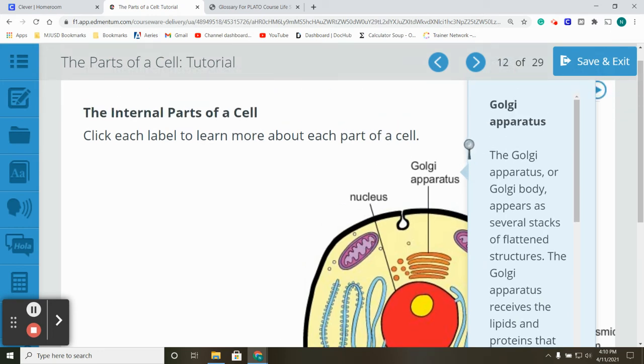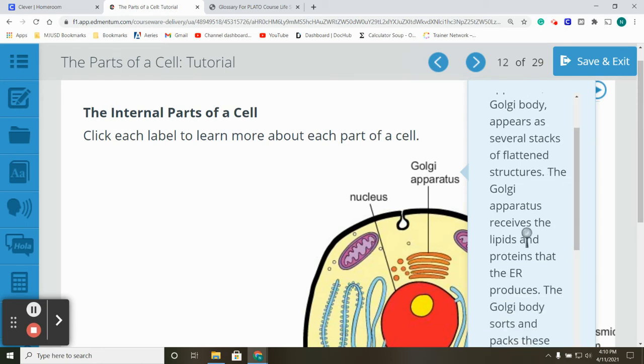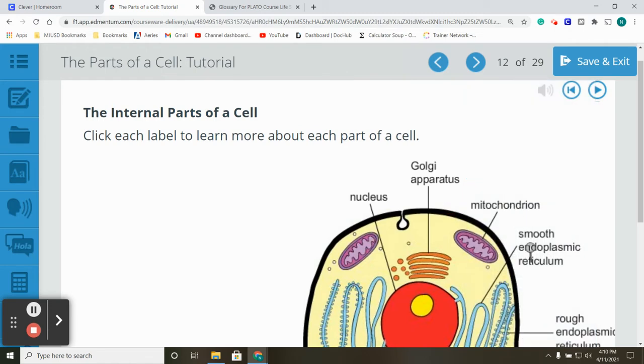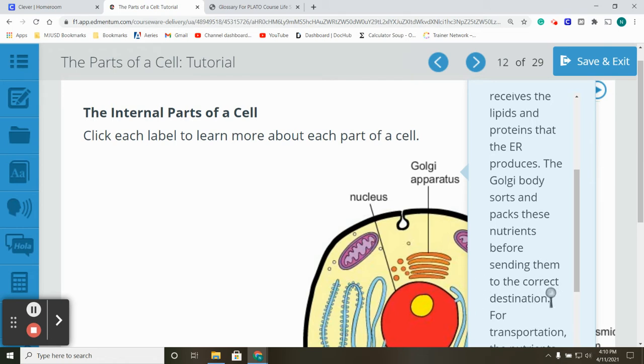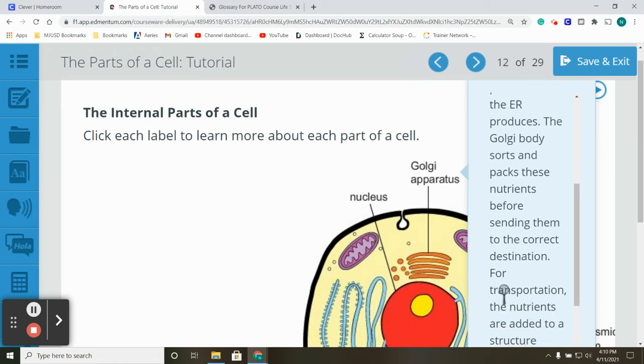Golgi apparatus, or Golgi body, appears as several stacks of flattened structures. The Golgi apparatus receives the lipids and proteins that the ER produces, or endoplasmic reticulum. We'll get to that. The Golgi body sorts and packs these nutrients before sending them to the correct destination for transportation.